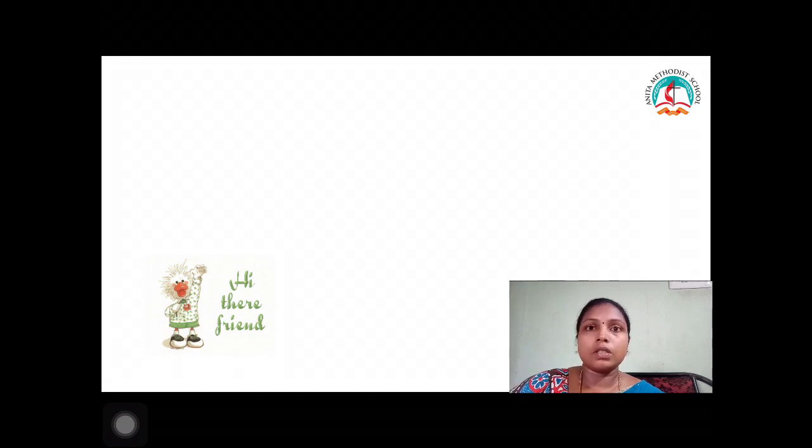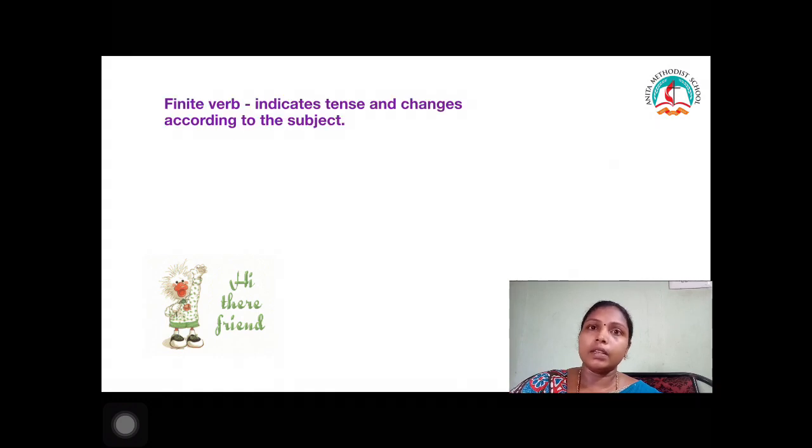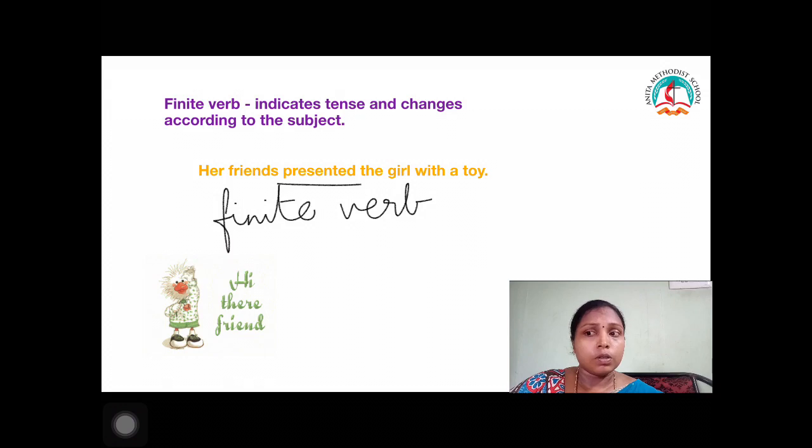Today's lesson is about finite and non-finite verbs. We already know what verbs are. Verbs are just action words. Today we are going to learn about finite and non-finite verbs. First we move on to finite verb. Finite verb indicates tense and changes according to the subject. For example, her friends presented the girl with a toy. Here, presented is the finite verb. It indicates the tense and it also changes according to the subject.